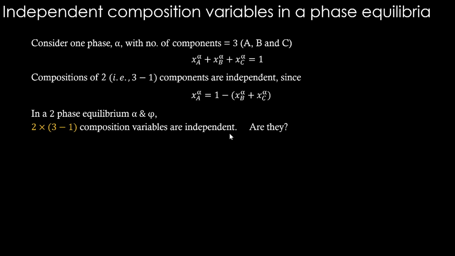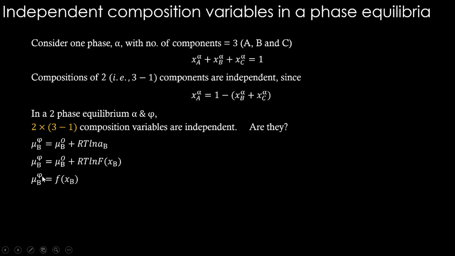But are they? We will clarify that by considering the chemical potential of B in phi, which is mu B in standard state plus RT natural log of activity of B, right? So this activity of B is going to be a function of XB, isn't it? If it is an ideal solution, aB is equal to XB. If not, aB will deviate from XB. But in any case, it is a function of XB, right? So we can write mu B in phi is a function of XB.